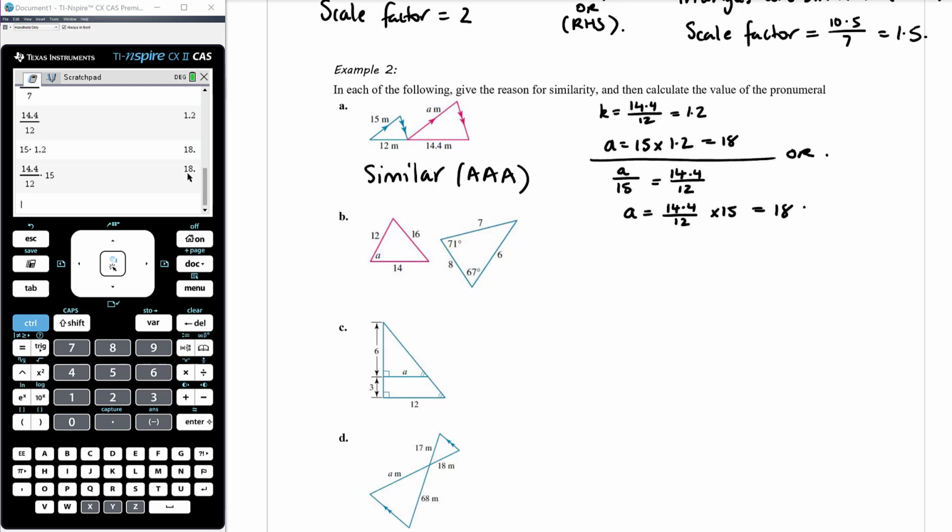Okay, in part B, we don't know any angles in the pink triangle, so it's going to be nothing to do with angles, the similarity. So we're going to need to check the ratios of the side lengths. Okay, so the longest side length here is 16, the longest side length here is 8. So 16 divided by 8 is 2. The second longest side is 14, second longest side is 7. 14 divided by 7 is also 2. Shortest side here is 12, shortest side here is 6. So 12 divided by 6 is also 2. Okay, so we've got the same scale factor. So these ones are similar because of side, side, side.